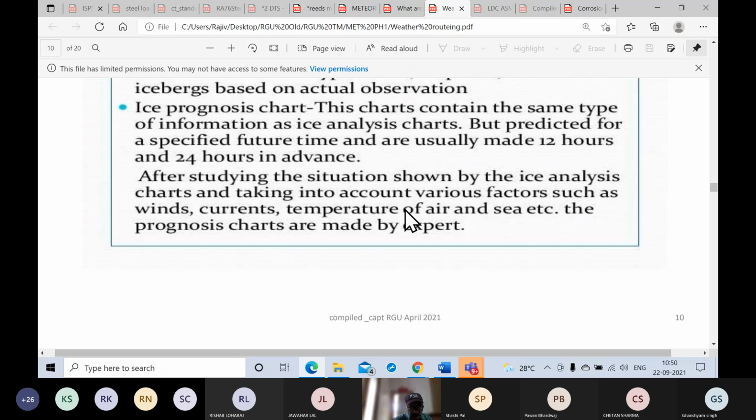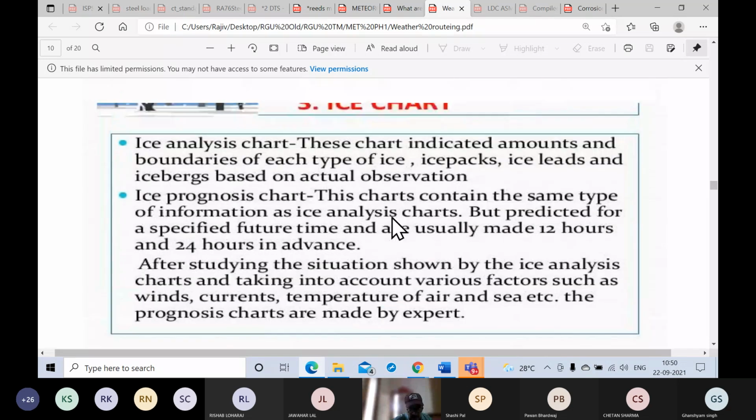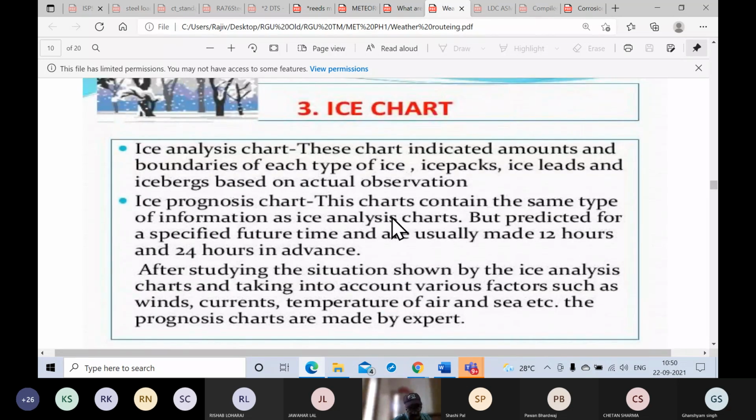Definitely to be used when you are in an ice prone area or ice area. Definitely to be used. And this is also broadcast by the meteorological services. The time is there in the radio signal book, and then you can find out at what time the prognosis chart is being transmitted to receive it.